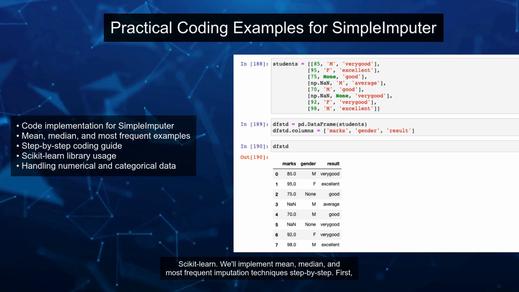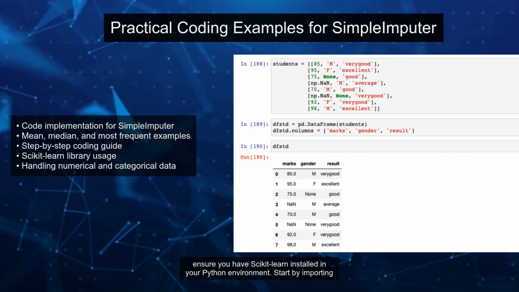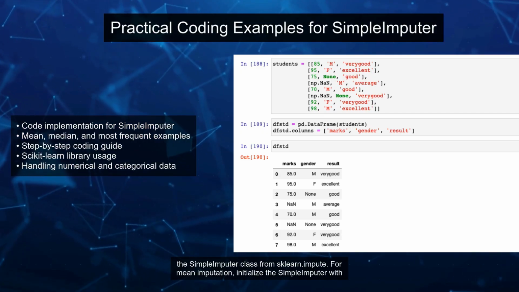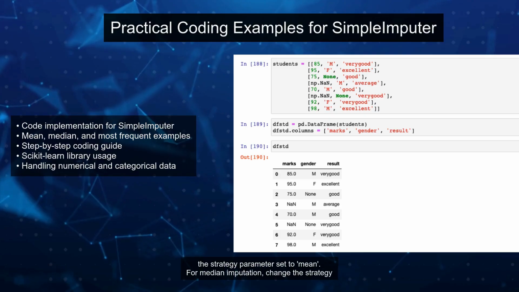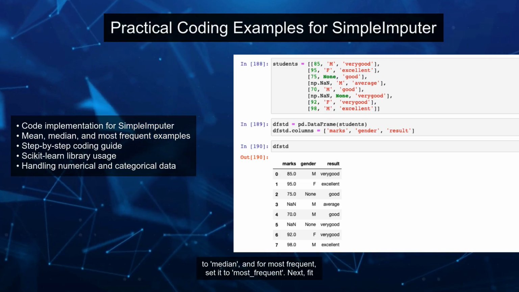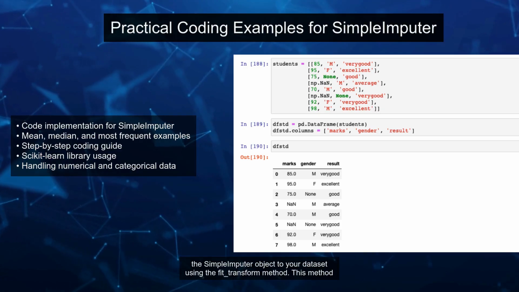We'll implement mean, median, and most frequent imputation techniques step by step. First, ensure you have Scikit-learn installed in your Python environment. Start by importing the SimpleImputer class from sklearn.impute. For mean imputation, initialize the SimpleImputer with the strategy parameter set to mean. For median imputation, change the strategy to median, and for most frequent, set it to most_frequent.